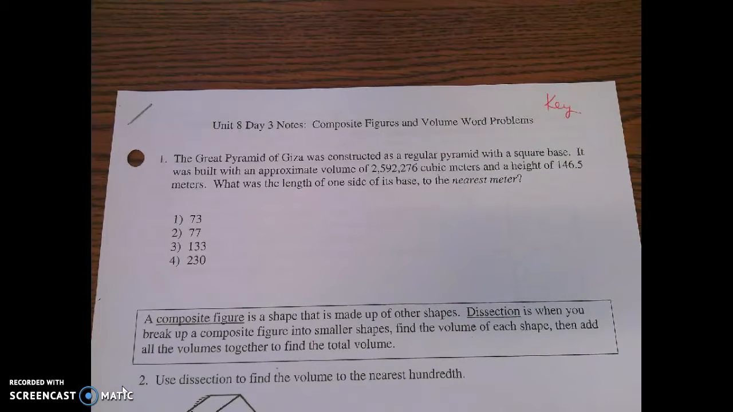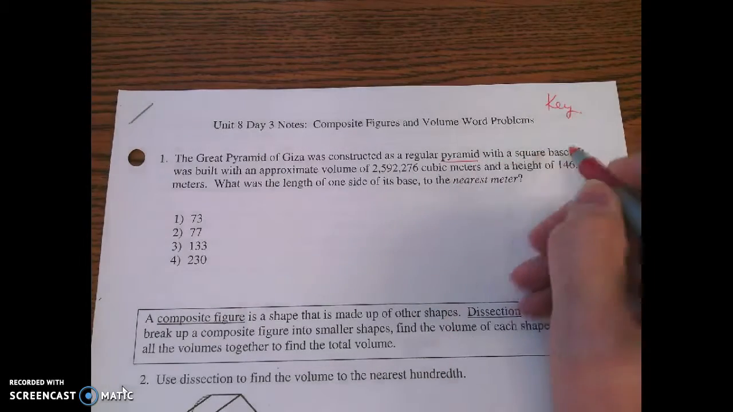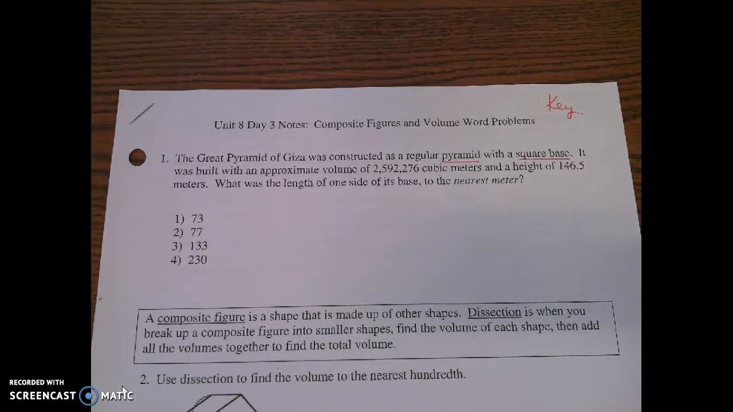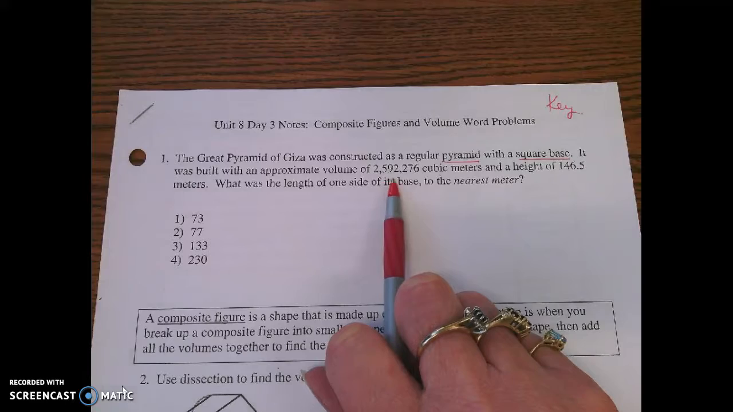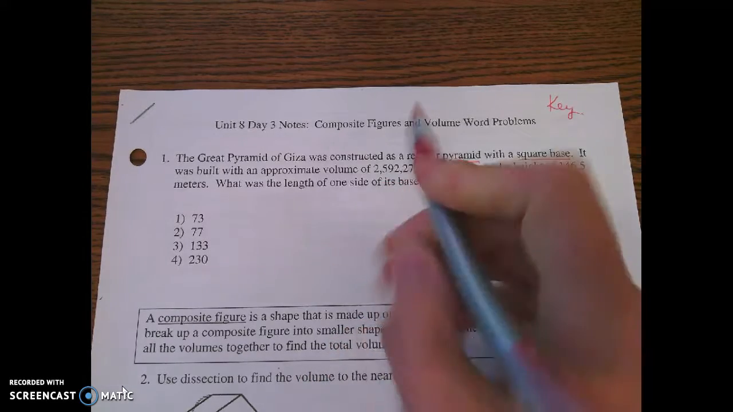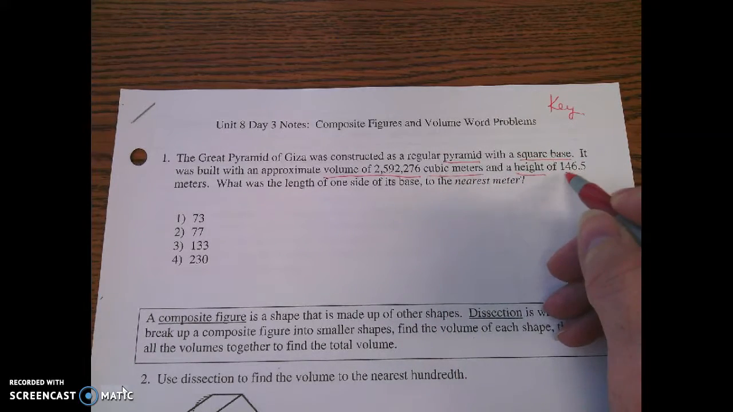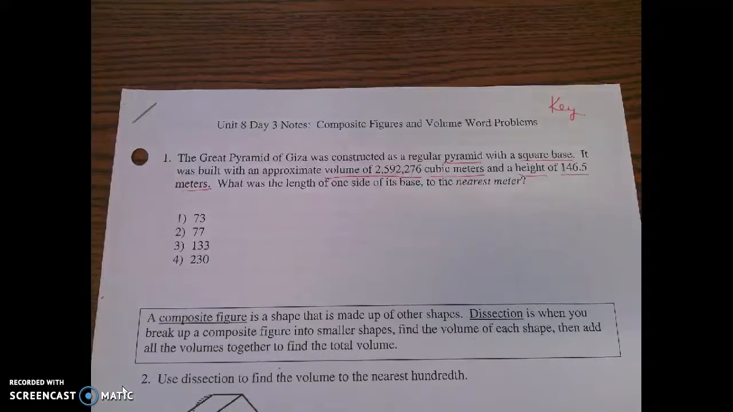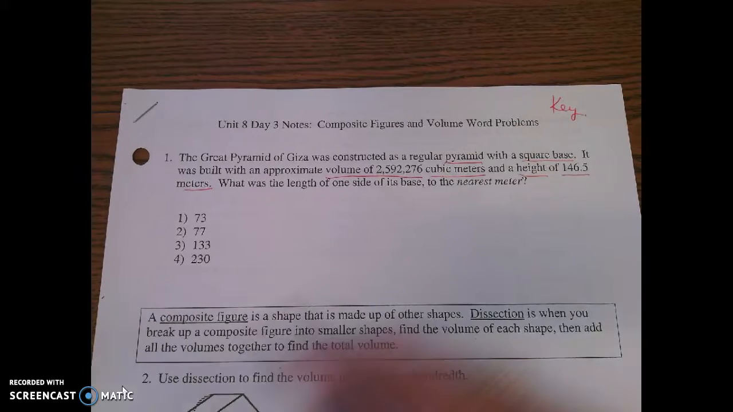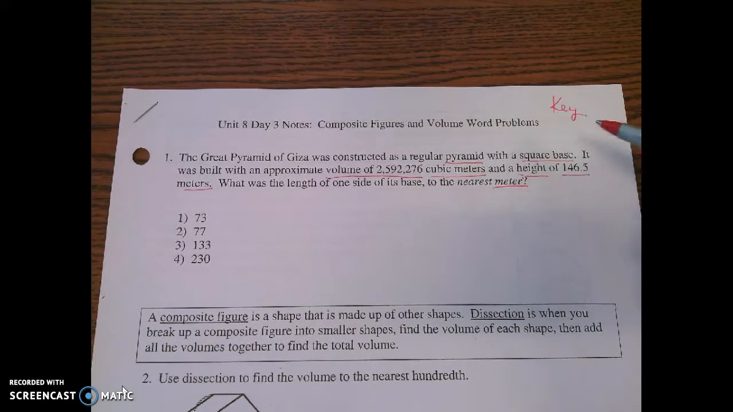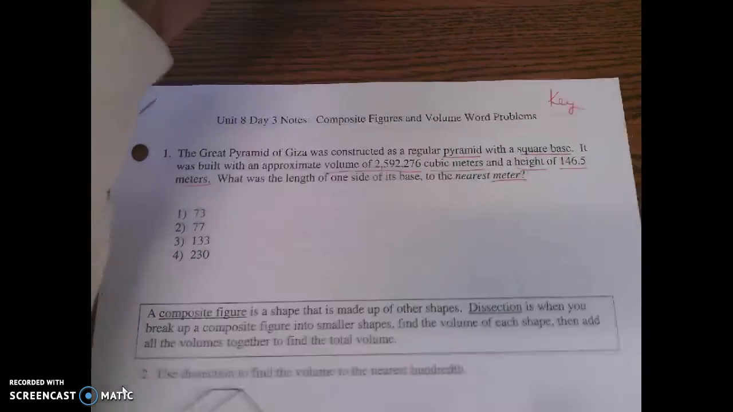The Great Pyramid of Giza was constructed as a regular pyramid with a square base. It was built with an approximate volume of 2,592,276 cubic meters. I'm underlining the important information, and a height of 146.5 meters. What is the length of one side of the base to the nearest meter? First thing I'm noticing is everything's in terms of meters, so I don't have to do any conversions.